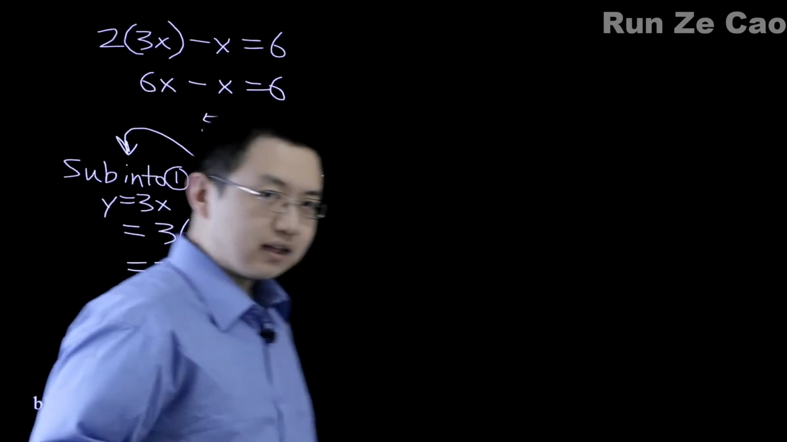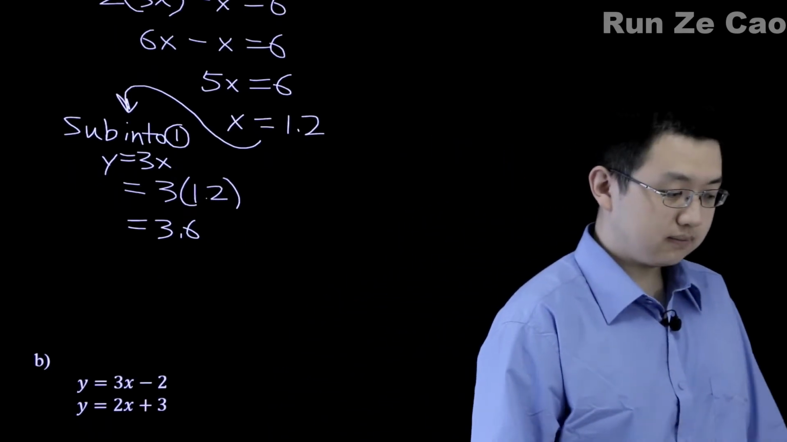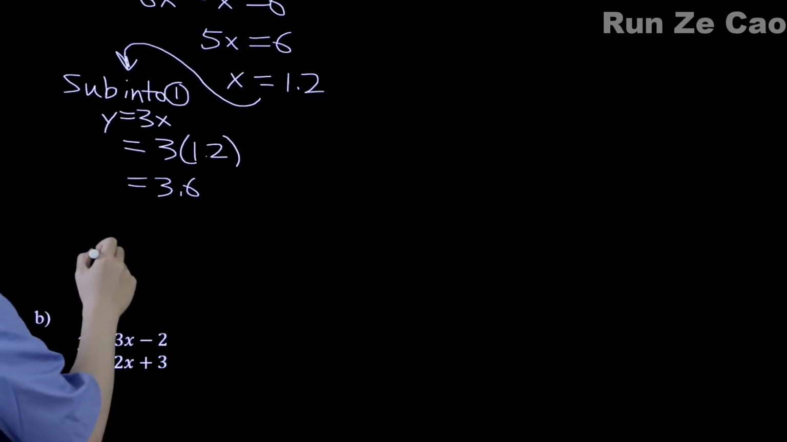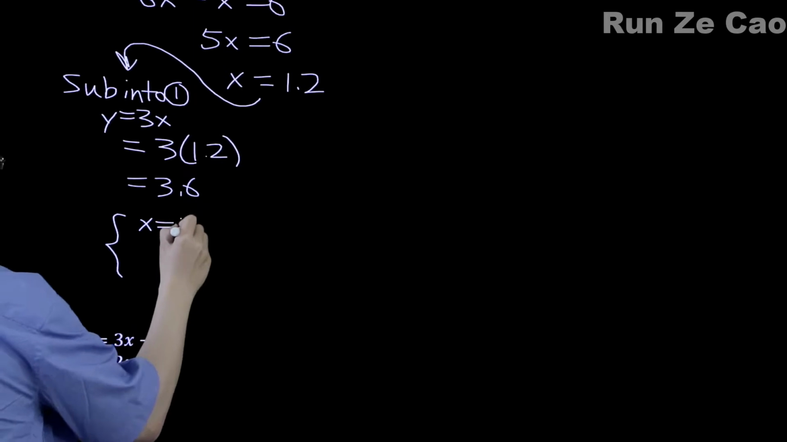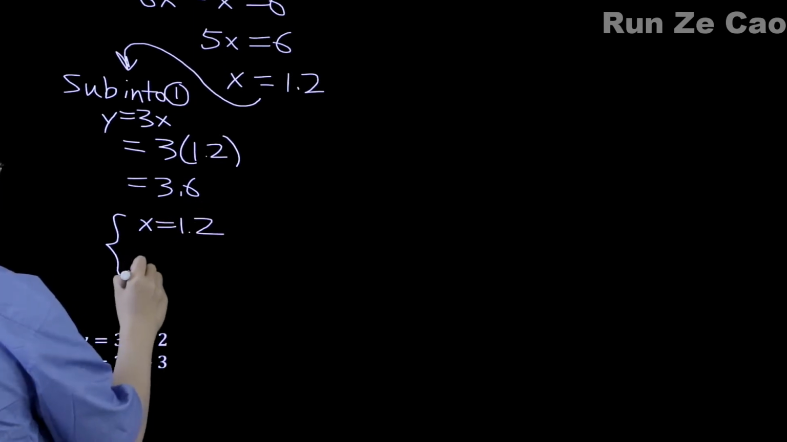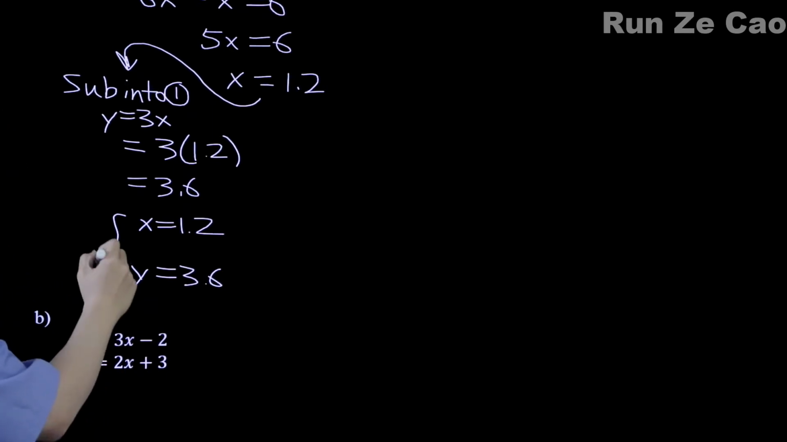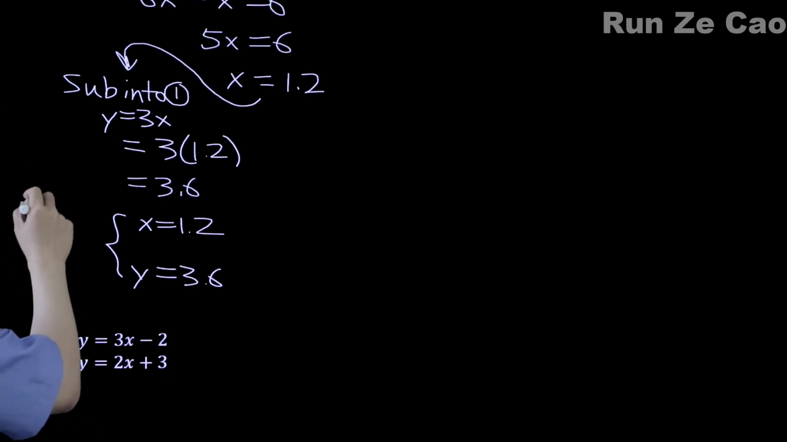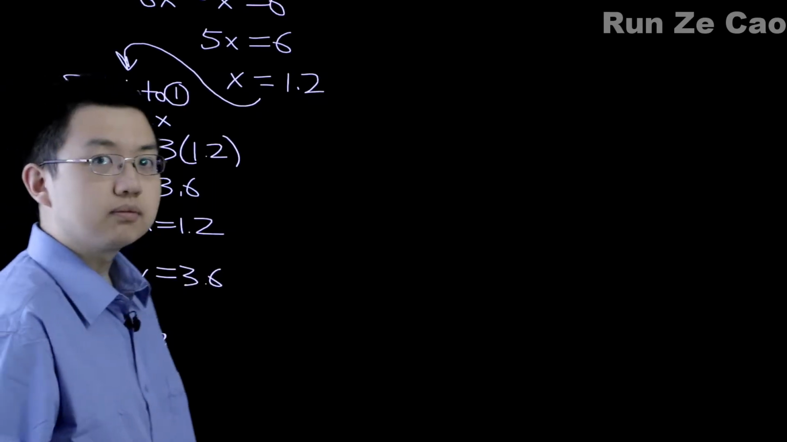So, at the end, you must, well, you really should at least, some teachers you must, present your solution. So we evaluate that x equals 1.2, y equals 3.6. This is how we present our solution. Of course, depending on area, you might have to write solution, this.